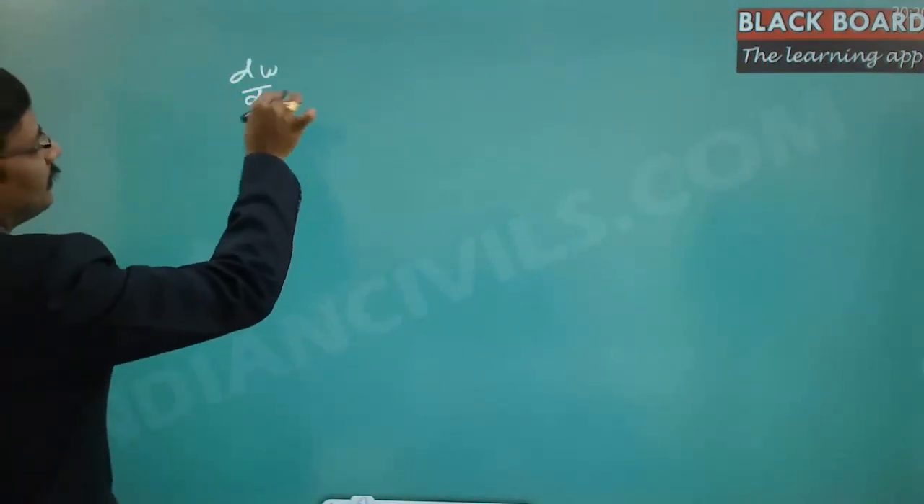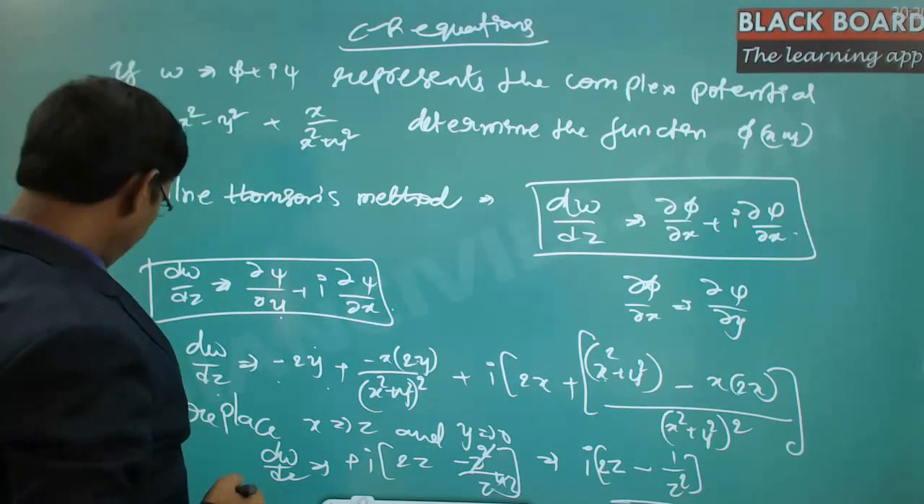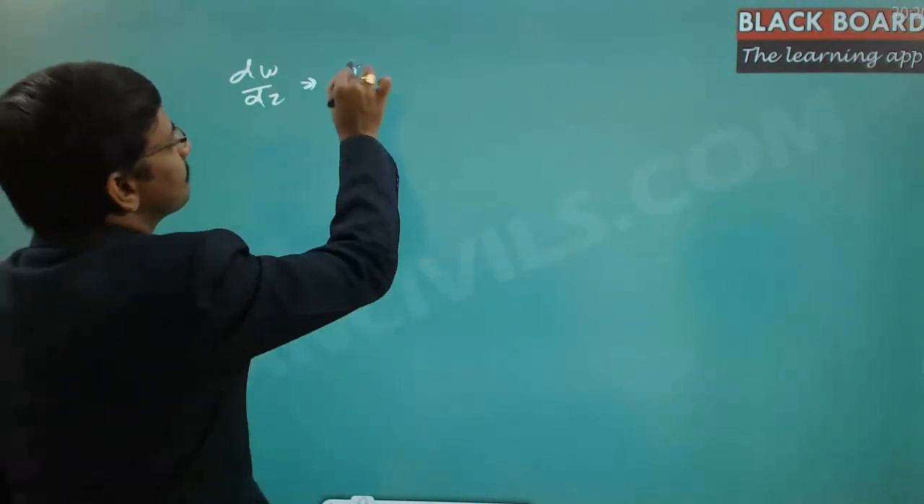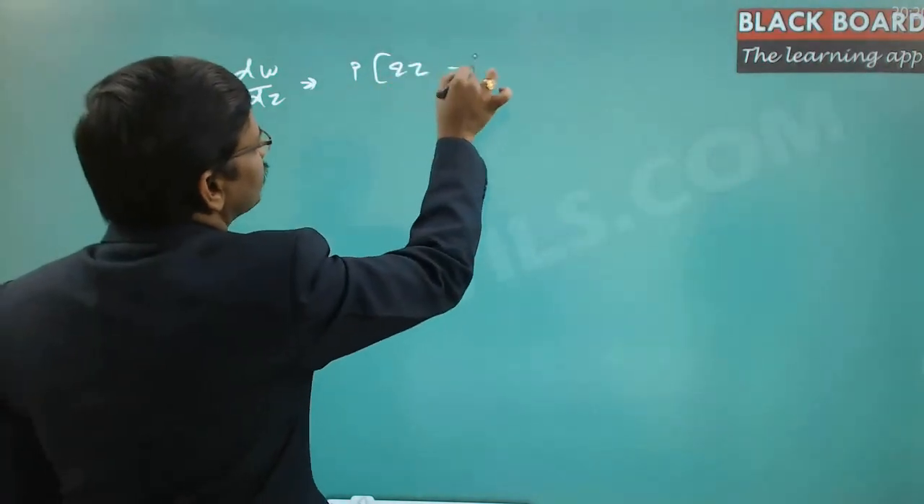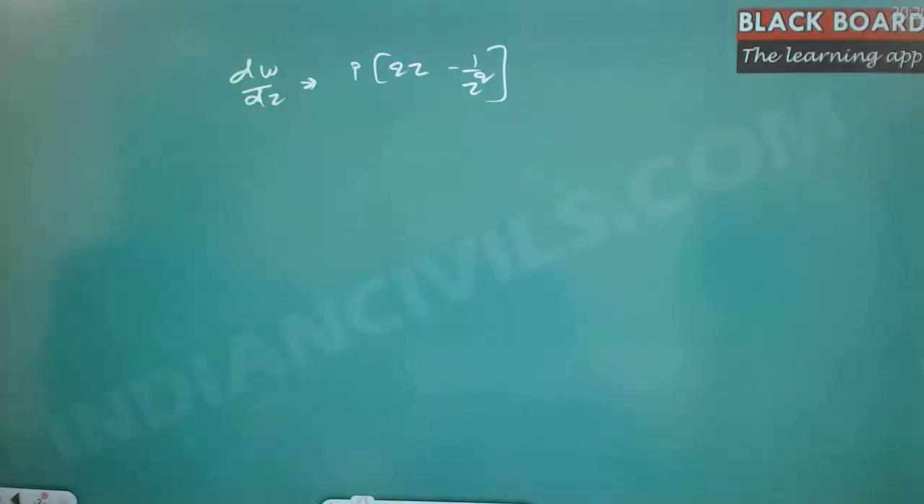dw by dz is equal to i into 2z minus 1 by z square. Right? I think so. Let me cross check that.